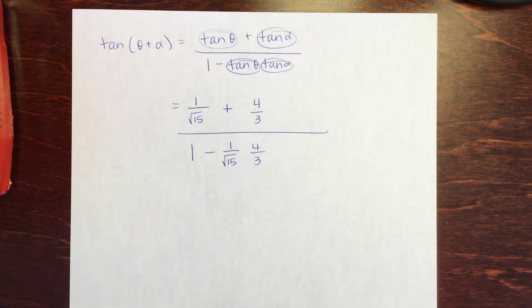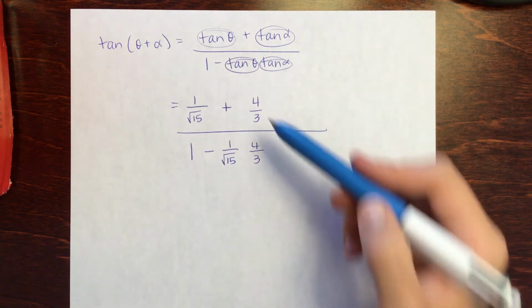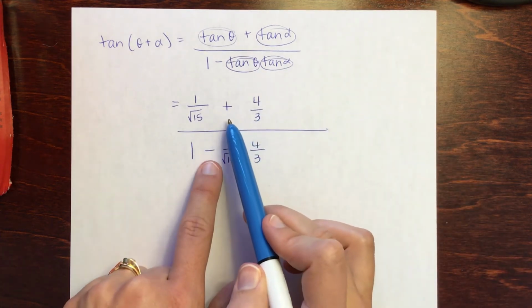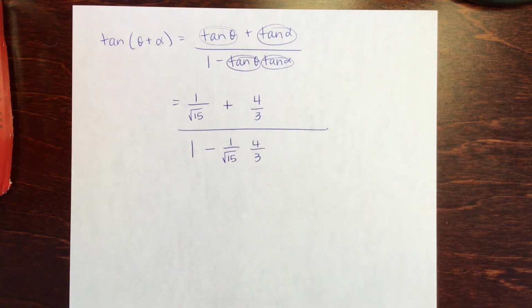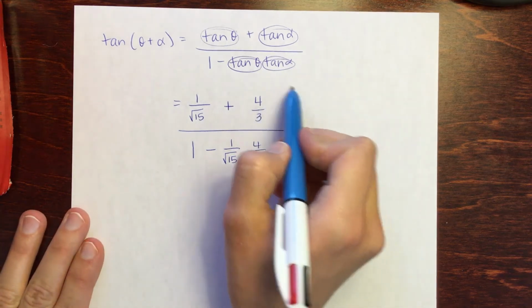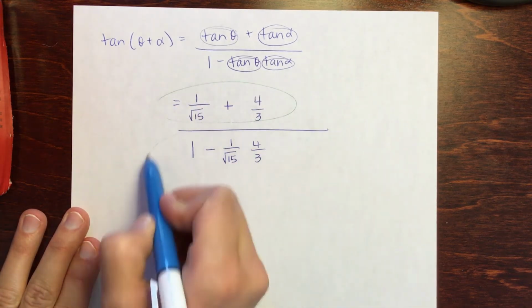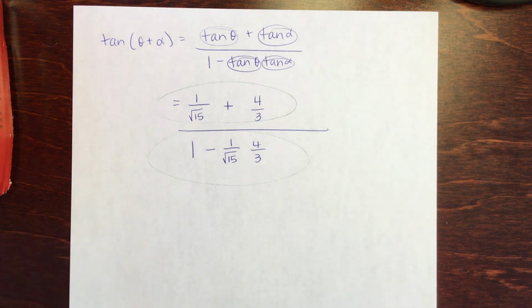You cannot just cancel out these 1 over square root 15s and this 4/3 because you have a plus and minus here. You cannot cancel willy-nilly when you have plus and minus. Everything has to be multiplied if you want to cancel. So instead, what we're going to do is come up with a common denominator on top and a common denominator on bottom. And when we do that, then we can keep, change, flip, and then cancel everything. Sounds like a lot of steps, and it is, but it's doable. We can do it just a little bit at a time.